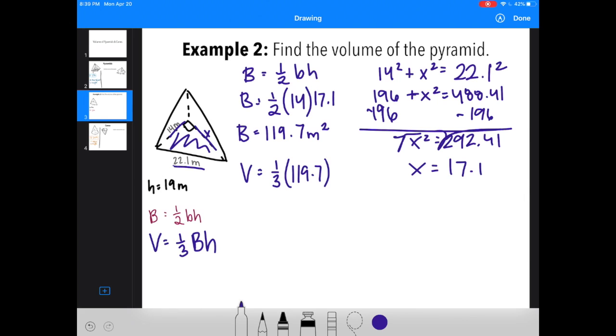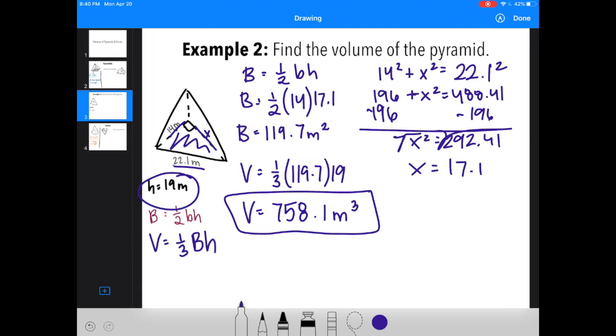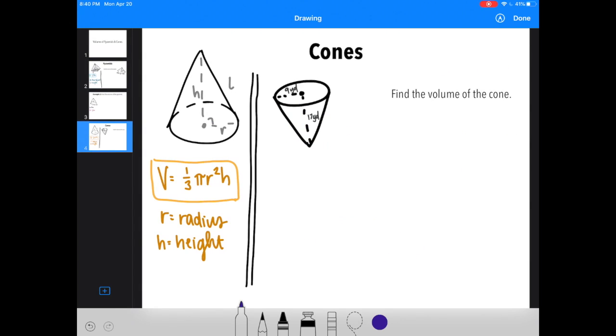So volume is equal to 1/3 times 119.7 times my height, which is 19. Normally that value will be in your picture. However, I was struggling drawing and making sure everything was plain and available to see, so I wrote it off to the side. Okay, so 119.7 times 19 is 2,274.3, divided by 3 gives me my final volume of 758.1 meters cubed. For the pyramid volume, I'm going to multiply the area of my base times height and divide by 3, or multiply by 1/3.